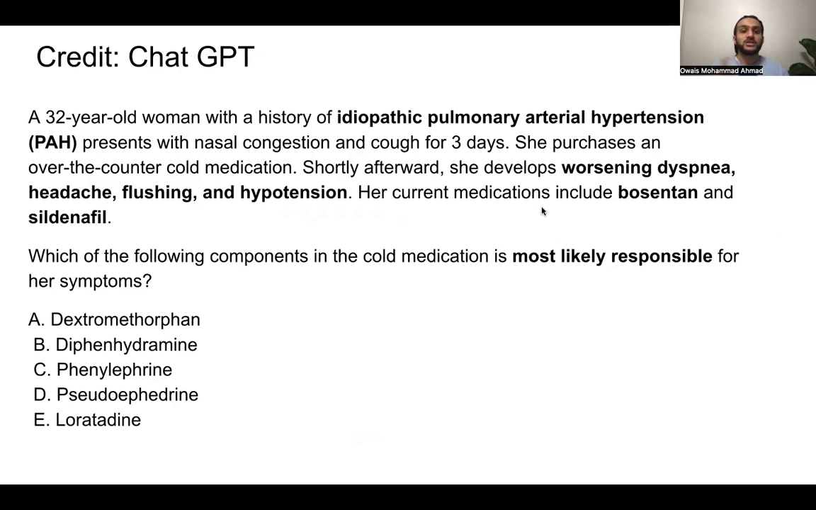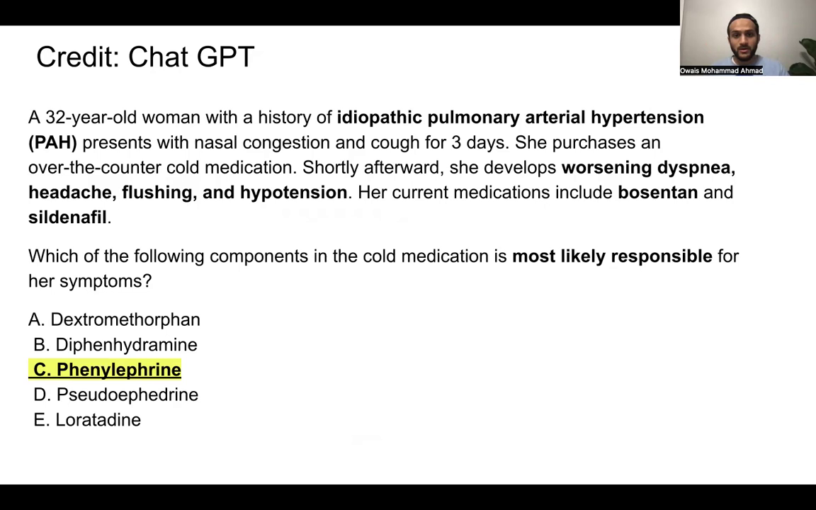So let's read. She has idiopathic pulmonary hypertension, presenting with nasal congestion and cough for 3 days. She purchased over-the-counter pseudoephedrine or phenylephrine. Then she develops high blood pressure, headache, flushing, hypotension, and her current medications are bosentan and sildenafil. So now she took that and she's getting a lot of high blood pressure. Pseudoephedrine is going to be a wrong answer, and we're going to speak more about why in the next page. And loratadine is a second generation antihistamine and has nothing to do with the question.